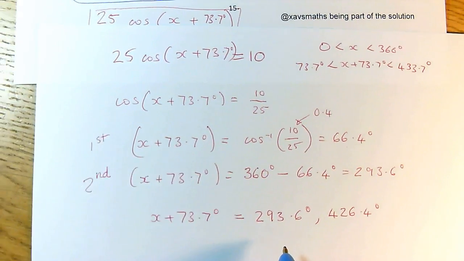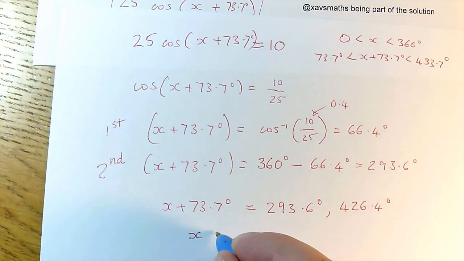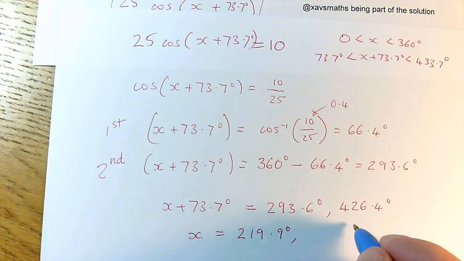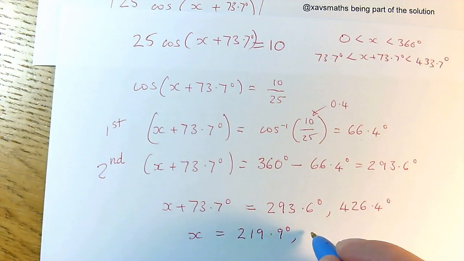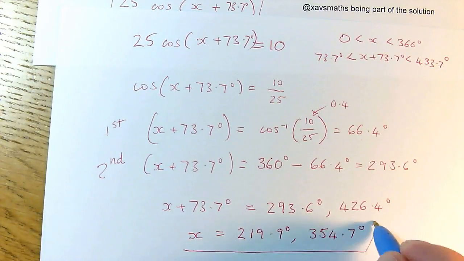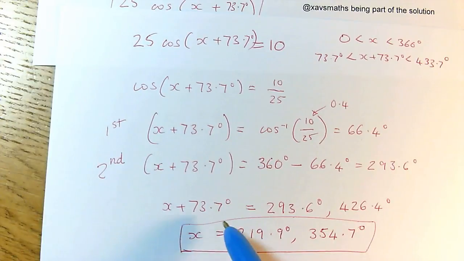So now to finish my solution, I've just got to get my x values by subtracting the 73.7 degrees. Okay, so I'm going to get 219.9 degrees, and this other one is going to be, take away 73.7, 354.7 degrees. And I hope those are accurate to one decimal place. Ideally, I wouldn't have rounded these to one decimal place, but I think I'm going to get away with that. So those are my two solutions.